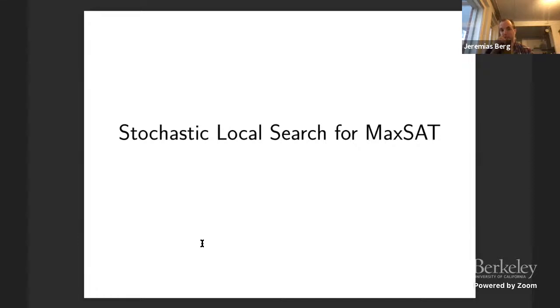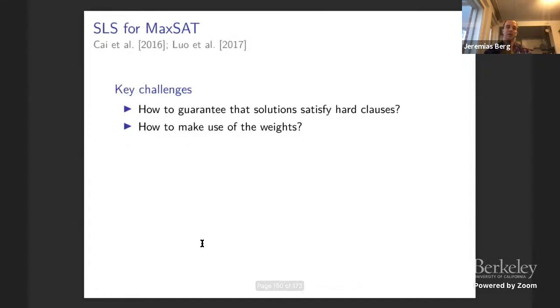And then for the weighted instances, what you want to do is basically a sort of stochastic local search approach. As I'm sure many of you can see, the hard part for a stochastic local search in SAT is that you need to guarantee that your hard clauses are satisfied. If you just go around flipping literals, it's very hard to make sure of that. So there are some proposed solutions to this.